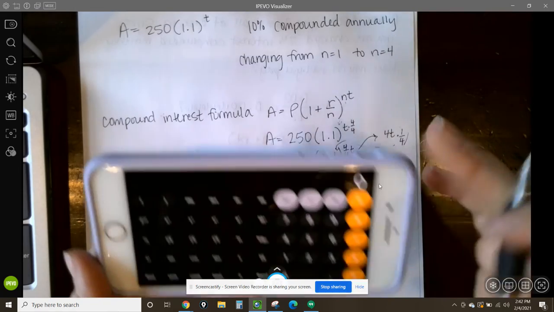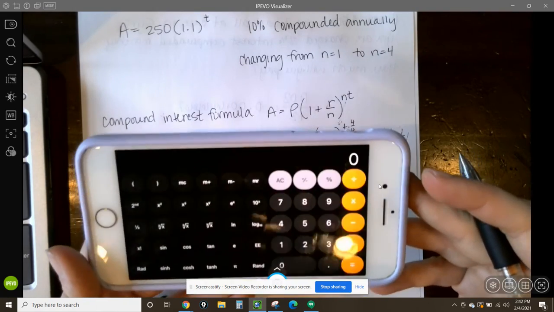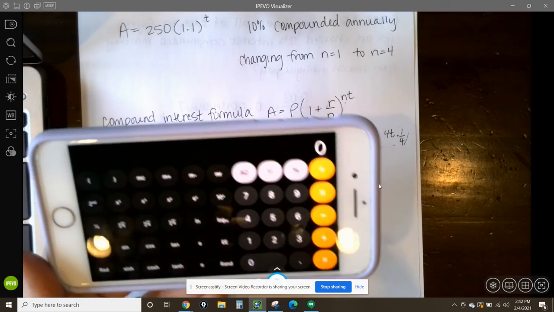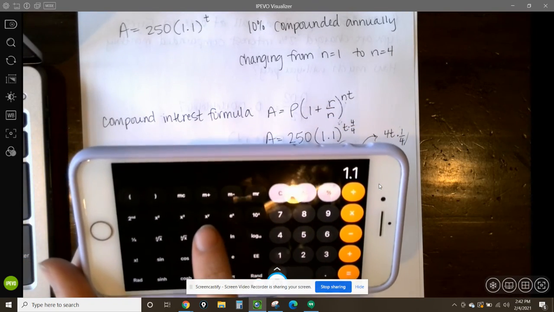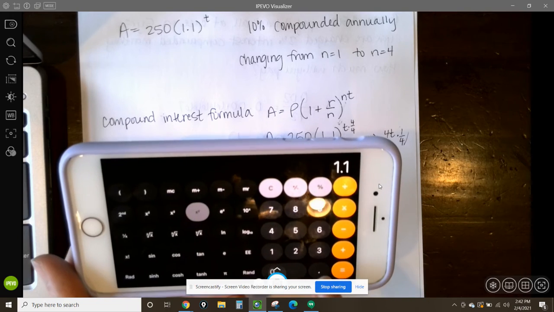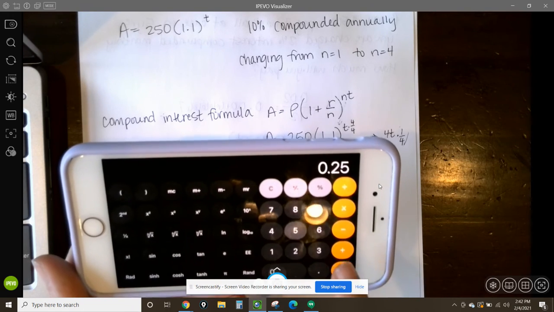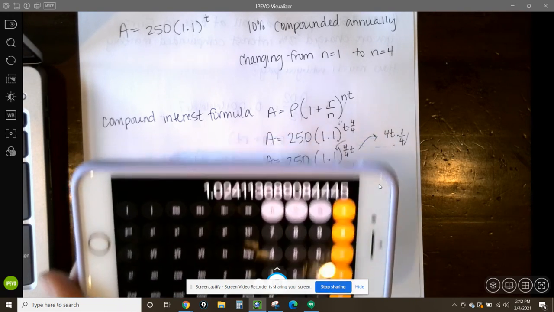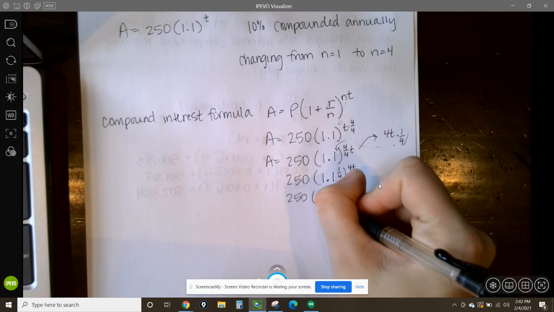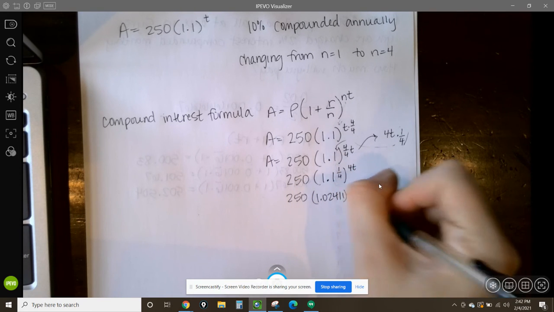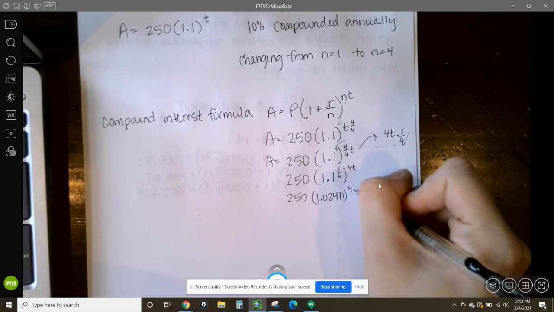So I'm using my phone calculator here. When you turn it sideways, you get a scientific calculator. So 1.1, and then there's this exponent button. To the 1/4 power, I'm going to type that as 0.25. So I get this number, 1.02411, and that's good for now.